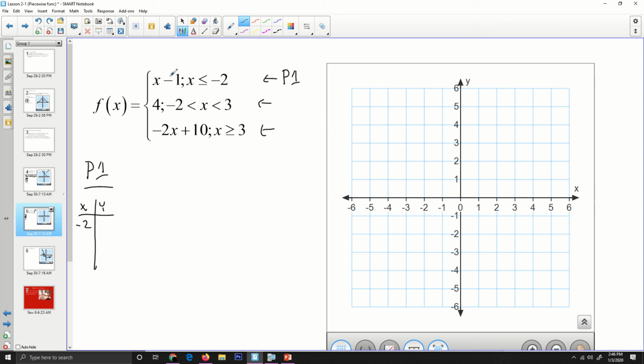So I plug in -2. -2 minus 1 is -3. And so since it's a less than or equal to symbol, I will close that dot there. And I need to pick another value that's less than -2. And so I'm going to pick -3. -3 minus 1 is -4. So -3, -4. And since y equals x minus 1 is a linear equation, I can connect the dots there. And I can put on a little arrow, and I'm done with piece 1. That's good. So now we're going to go to piece 2.